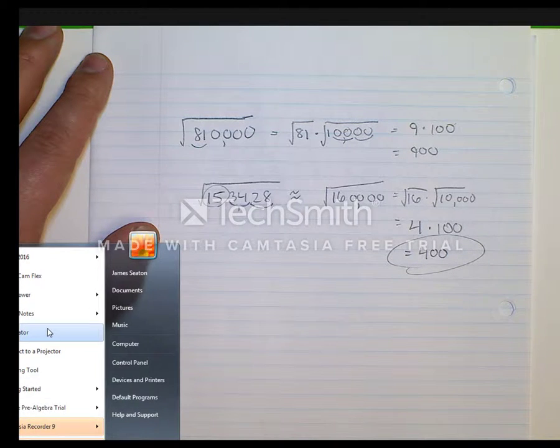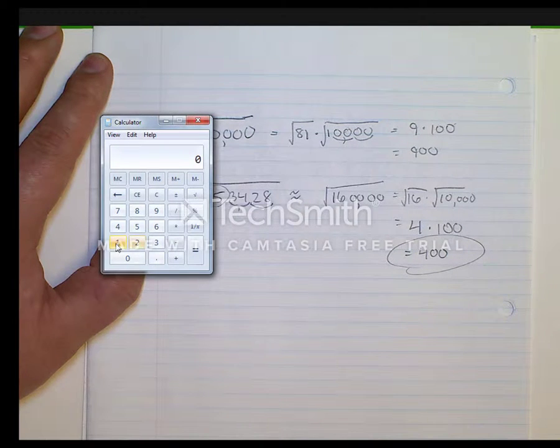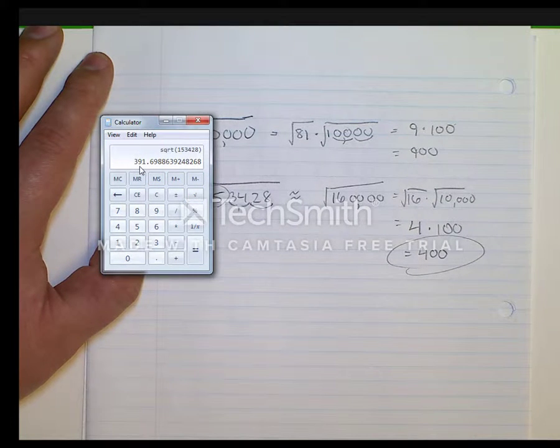Pull up our calculator here. Plug in the number 153,428. Hit the square root sign, and we're going to get something pretty darn close. 391.6. If we're rounding that up, 392. We're at 400. So pretty close to the ballpark that we're talking about.